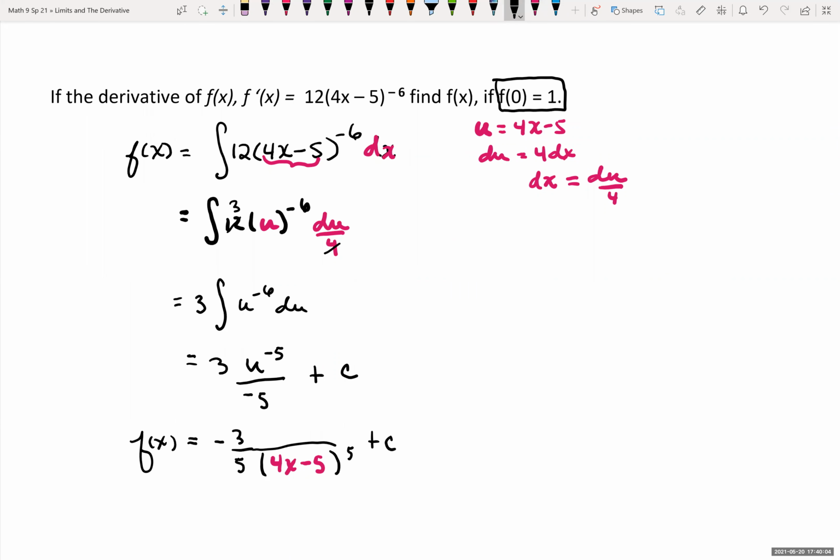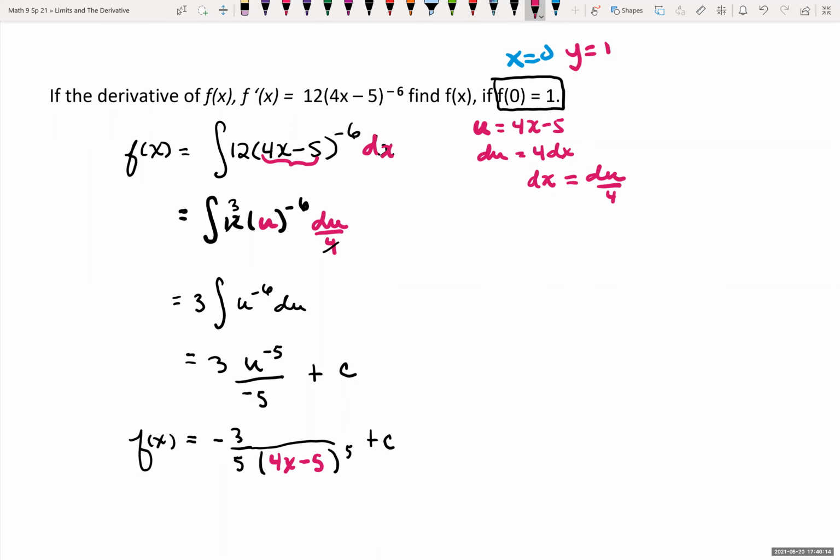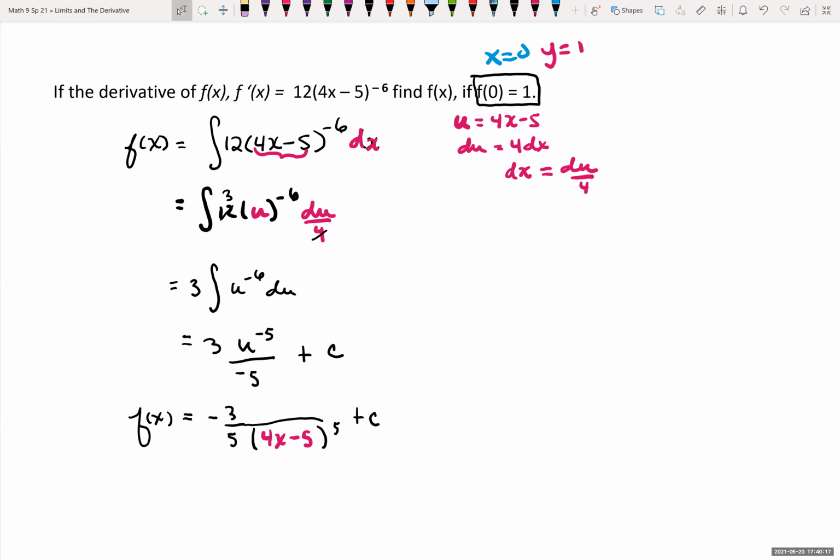So we know when x is 0, that y is equal to 1, from f of 0 equals 1. So plugging that in, we got x is 0 and y is 1. So we have 1 is equal to this negative 3 all over 5 times, well, 4 times 0 is 0, and then we have this negative 5 to the 5th power plus c.